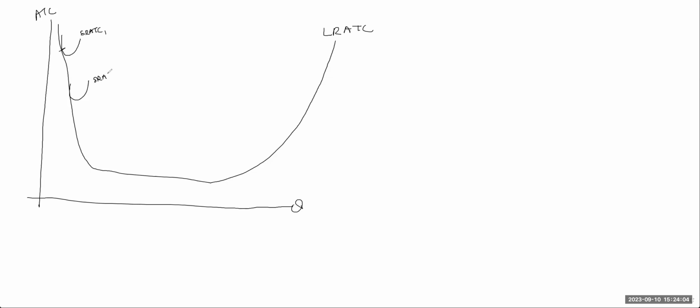Short run average total cost 2, it's right here, this one right here. Short run average total cost 3. Short run average total cost 4. And maybe short run average total cost 5. So these are 5 examples of short run average total cost curves that are within this long run average total cost curve. All right.